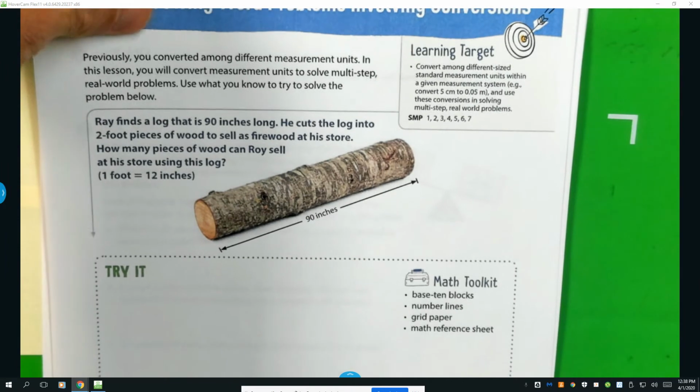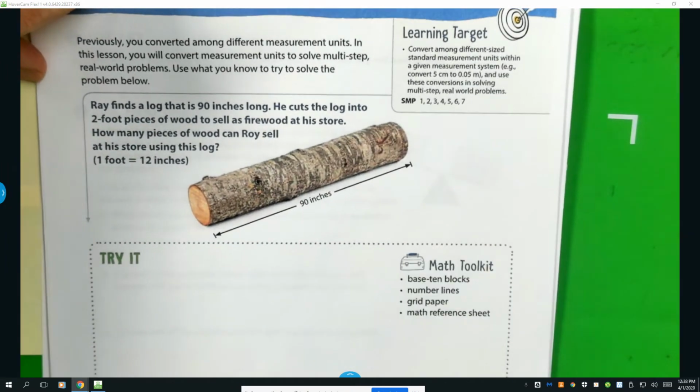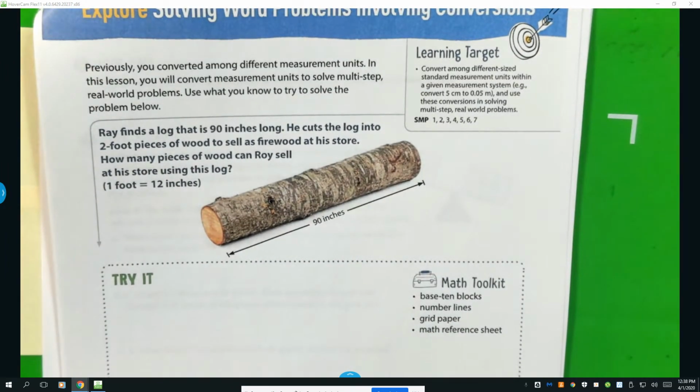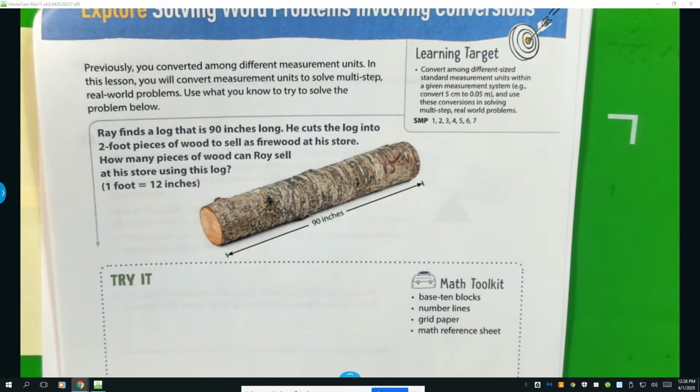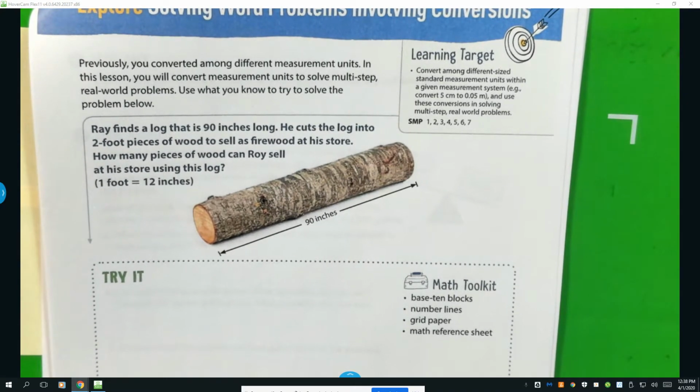Ray finds a log that is 90 inches long. He cuts the log into 2-foot pieces to sell as firewood at his store. How many pieces of wood can Roy sell at his store using this log?